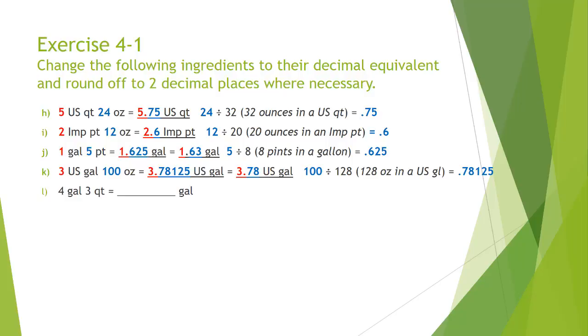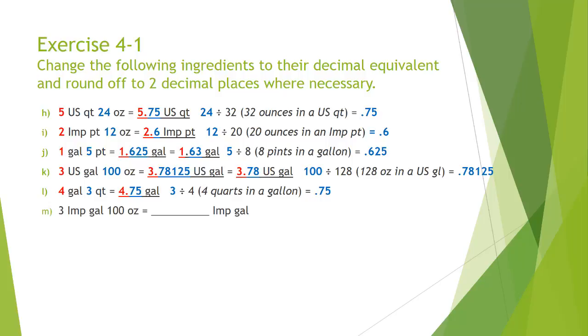Next up is 4 gallons and 3 quarts. US or imperial? Doesn't matter. We're not talking about ounces. So we're going to have 4 whole gallons. We need to know the relationship between quarts, and there are 4 quarts per gallon. So we'll take our 3 divided by the 4 quarts, and our final answer is 4.75 gallons.